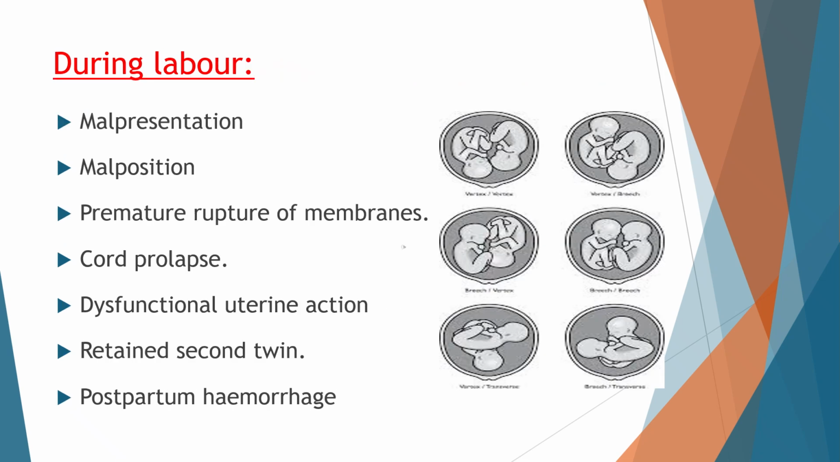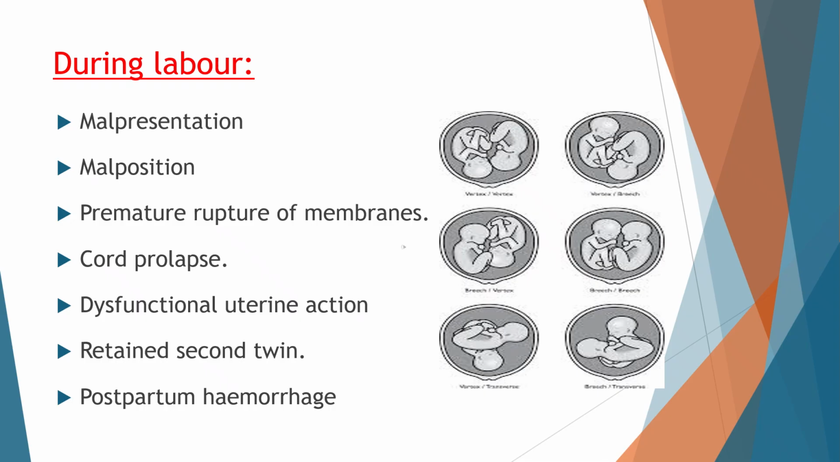Now let's discuss the other complications that may occur during labor in a multiple pregnancy. Because more than one fetus is present, abnormal presentations and positions are common, leading to malpresentation and malposition. Premature rupture of membranes can occur due to overdistension of the uterus. There is also a higher risk of cord prolapse, especially after the delivery of the first twin.